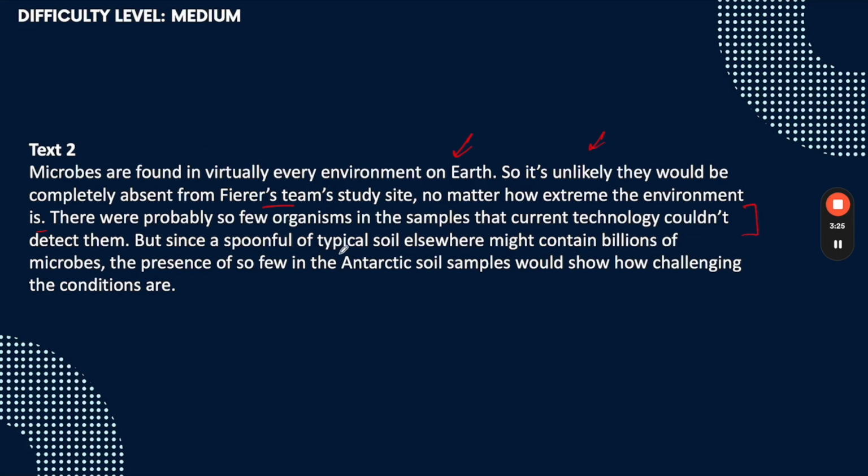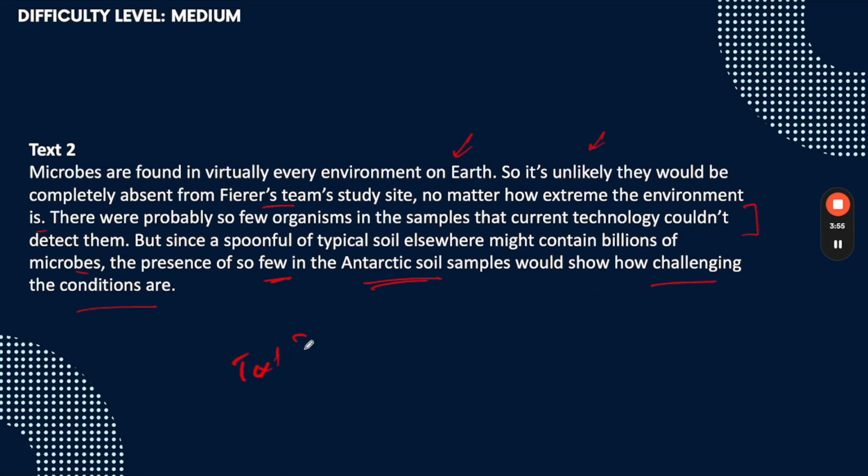But since a spoonful of typical soil elsewhere might contain billions of microbes, the presence of so few in the Antarctic soil samples would show how challenging the conditions are. So generally, in a typical soil, you'll be able to find billions of microbes, right? But when it comes to the Antarctic soil, because they couldn't really survive, possibly there were very few of those microbes present. And why were they so few in number? Because of the harsh conditions in Antarctic. Right, now this is what the text 2 is saying.